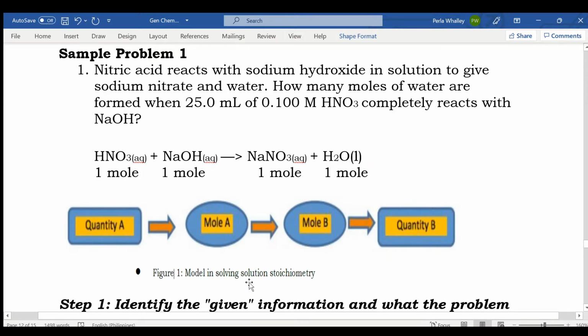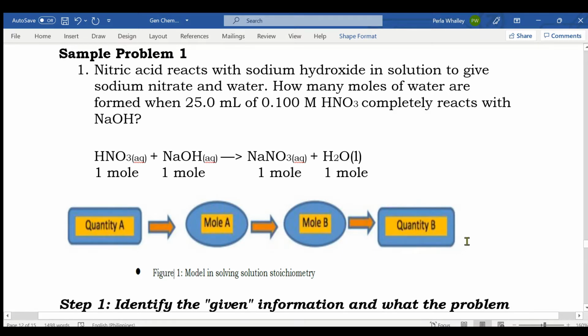Model in solving solution stoichiometry. We have quantity A, to mole A, to mole B, to quantity B.